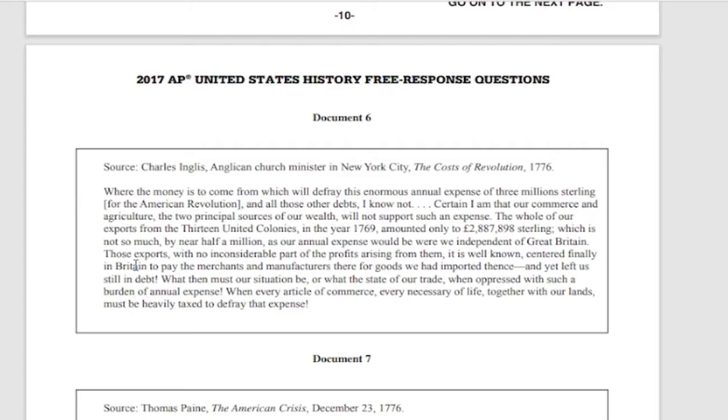Okay, sorry. And see, it doesn't hurt to go back and look at the documents. I misinterpreted this. He's not saying that we shouldn't declare independence because it would be expensive. He's saying we should declare independence because we would make more money, right? So he's saying, yes, we should declare independence because we won't have to pay the extra profits of the exporters, right? We won't have to send money to Great Britain, basically.